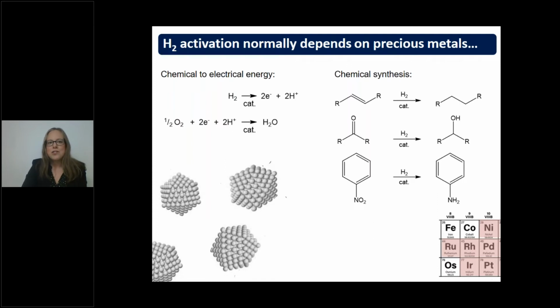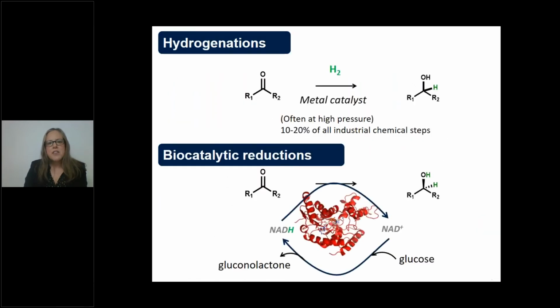And there's been a lot of interest in hydrogen and more sustainable ways of doing chemistry. The addition of hydrogen across double bonds accounts for around 10 to 20% of all industrial chemical steps. So this is a really important transformation in industrial chemistry, in the manufacturing of chemicals. Often the metal catalysts used for these reactions require high or moderate pressures and temperatures to drive the reactions. And there are also concerns, of course, with the precious metals used as catalysts being of limited availability and also leaching into the chemical products.